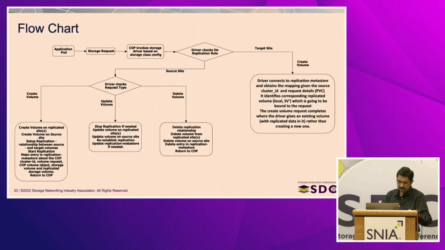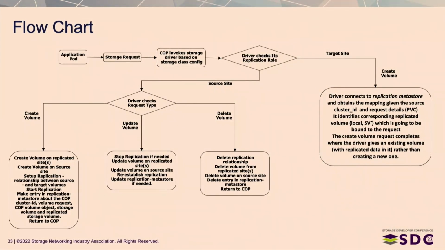So this is basically the flow chart. It tells very clearly how this solution works. Whenever there is a request for creating a volume, the driver checks whether I'm source or I'm target. If it is source, it looks at whether it is a create volume, update volume or delete volume request. For create volume, as we just discussed, you create on source, call create on target, set up the replication relationship, and then return and store the information in the replication metastore, which is very important.